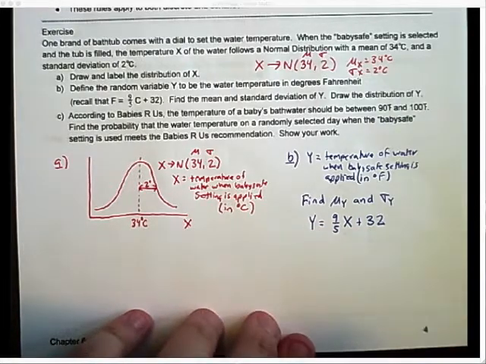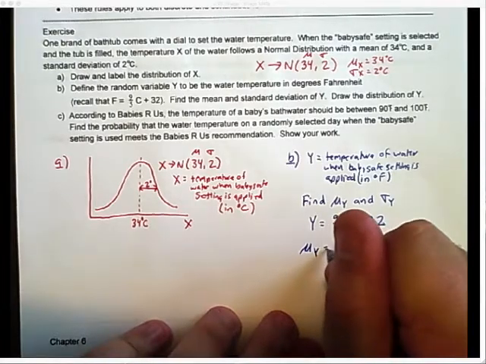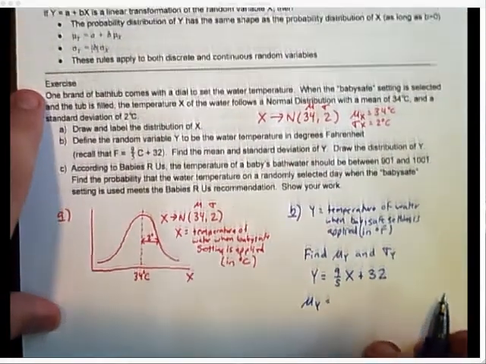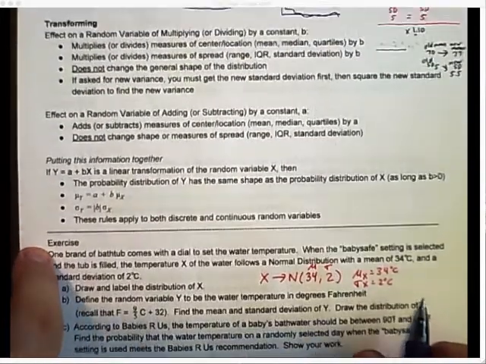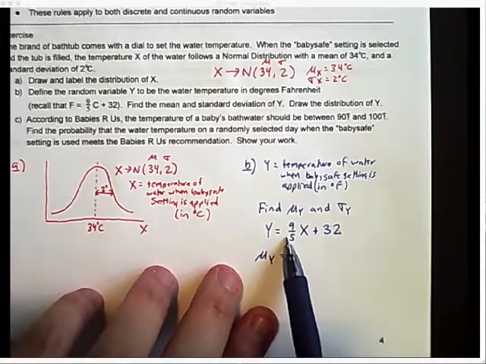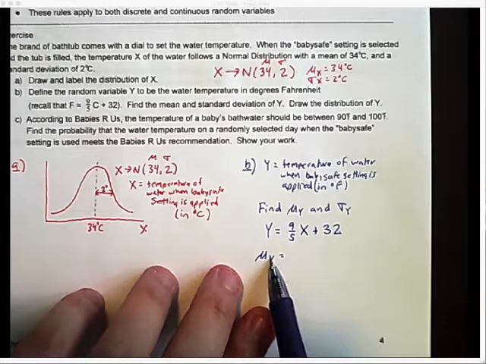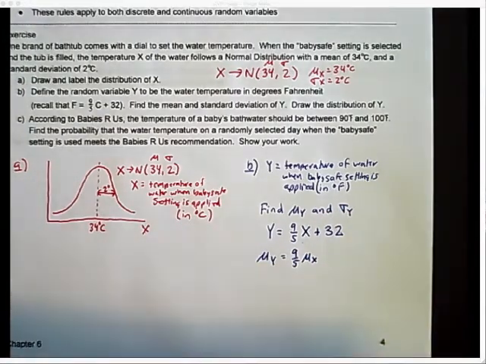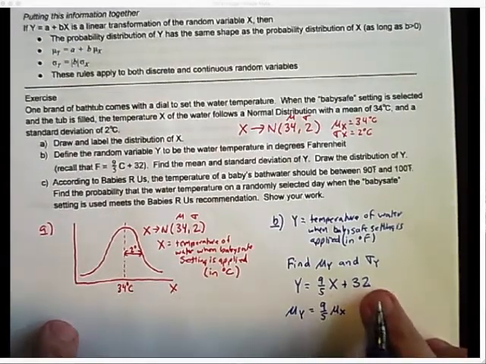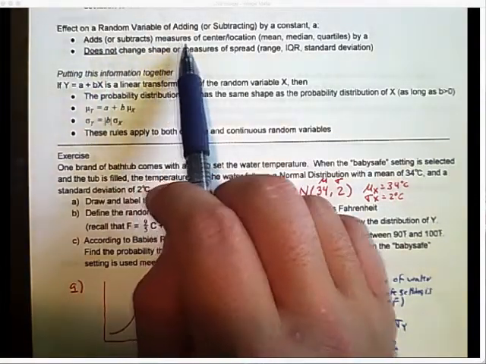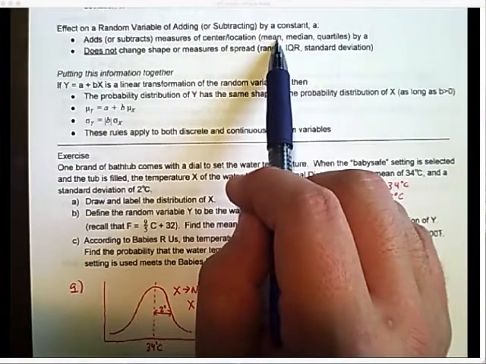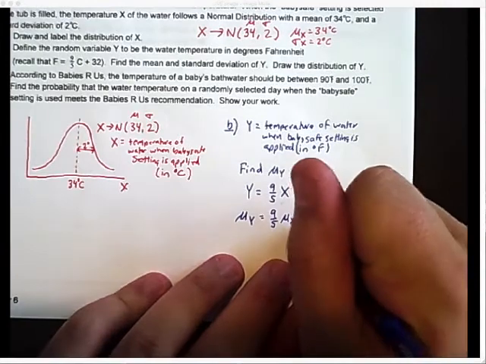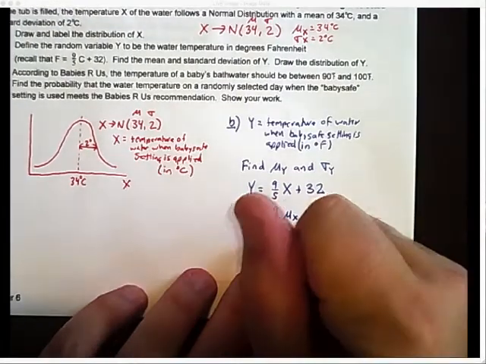All right. Now, how am I going to find the new mean? Well, if you multiply by a constant b, so here I'm multiplying x by 9/5, that's also going to change the mean. So we're going to take 9/5 times the old mean, which we're calling mu sub x. Okay. And what about this 32? What does adding do to it? When we add or subtract, we also have to add that number to the center, which would mean I would have to add it for the mean. Plus 32.